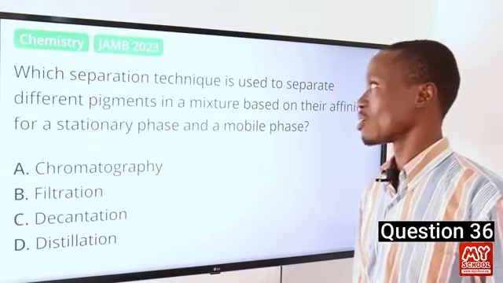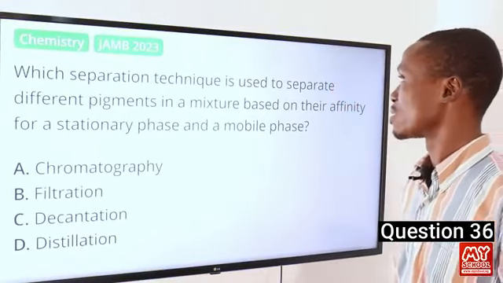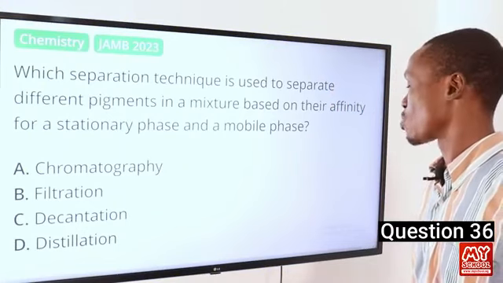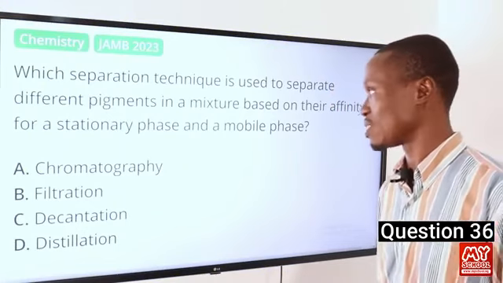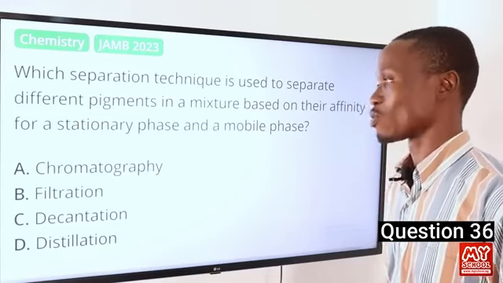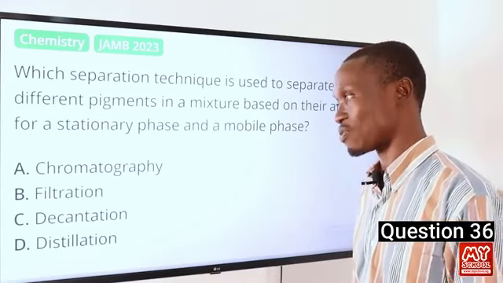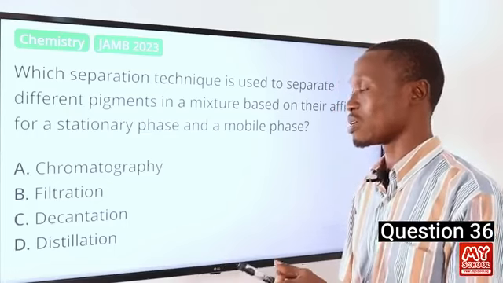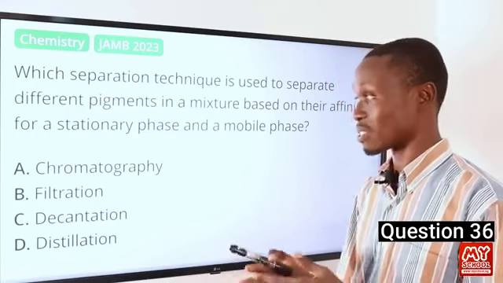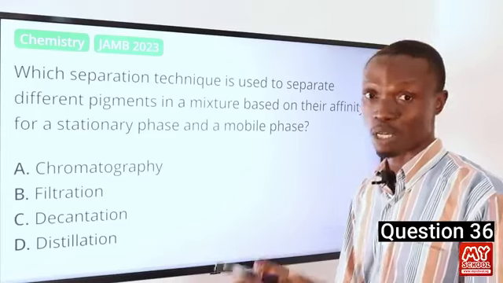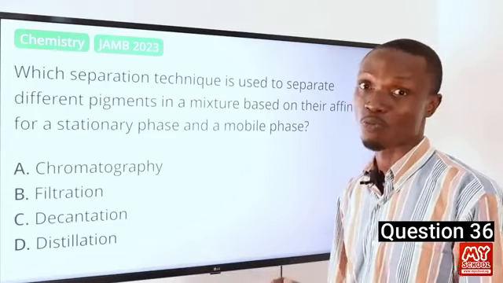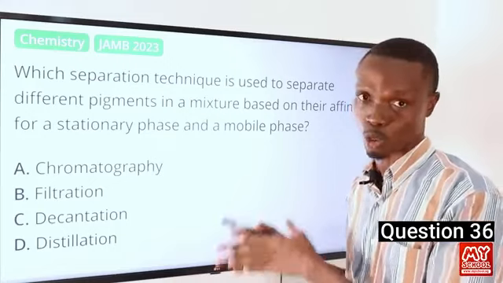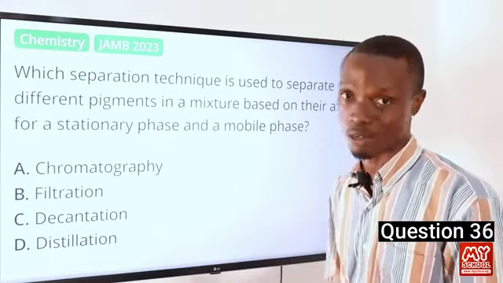Question 36. Which separation technique is used to separate different pigments in a mixture based on their affinity for a stationary phase and a mobile phase? Option A, we have chromatography. What do we mean by chromatography? Chromatography is just a method of separation that is based on the different rate of movement of a mixture in a solution over an absorbent material.